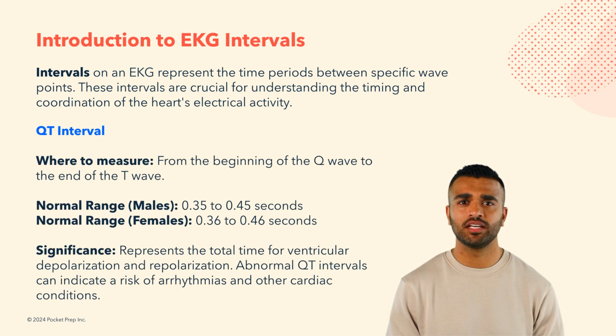The QT interval is measured from the beginning of the Q wave to the end of the T wave, with normal ranges of 0.35 to 0.45 seconds for males and 0.36 to 0.46 seconds for females. This interval represents the total time for ventricular depolarization and repolarization, and abnormal QT intervals can indicate a risk of arrhythmias and other cardiac conditions. By understanding these fundamental components and intervals, you'll be better equipped to read EKGs and respond effectively to cardiac events in the field. Keep practicing, and soon identifying these waves and intervals will become second nature.